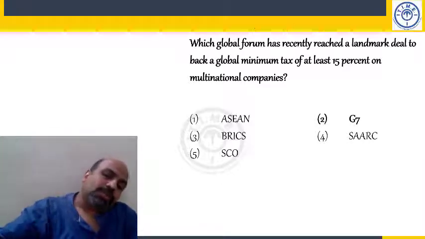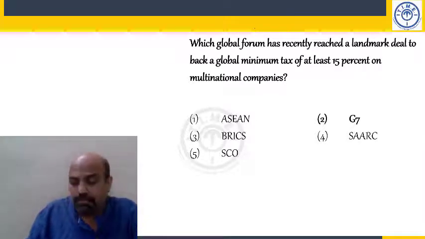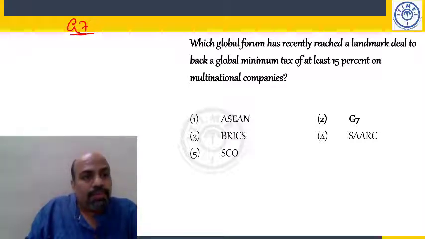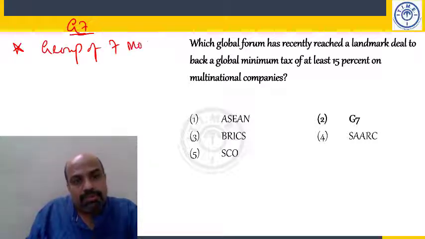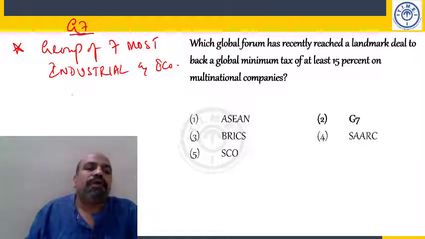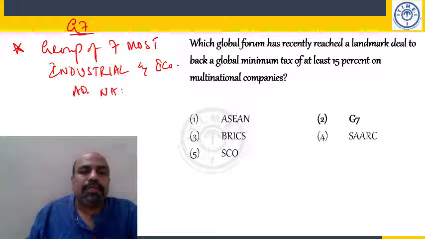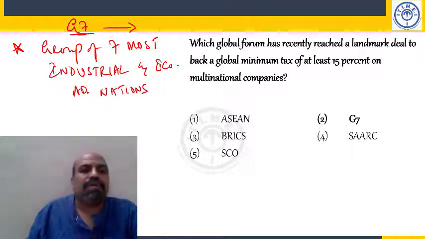Okay. So I'm going to talk about all these organizations. Let me put it in the right direction. G7, you could write this. Group of seven most industrial and economically advanced nations. What are the names of these countries? G7. Okay, next point.